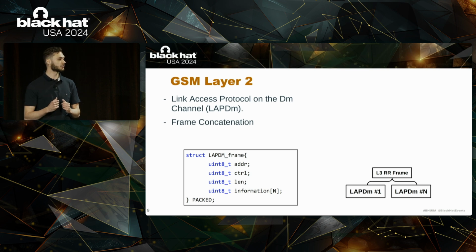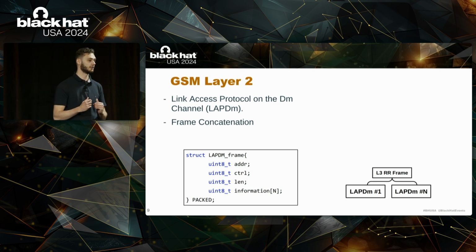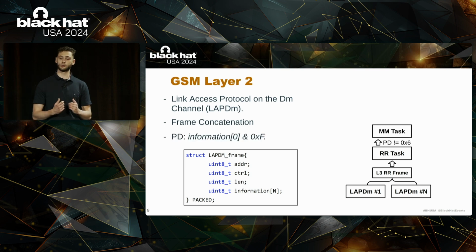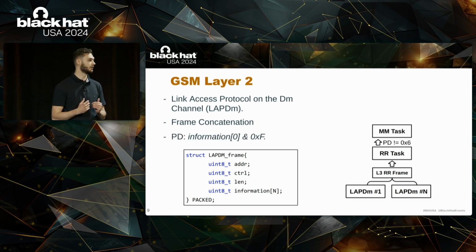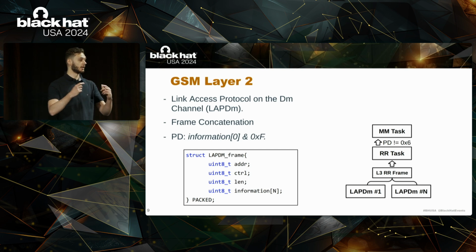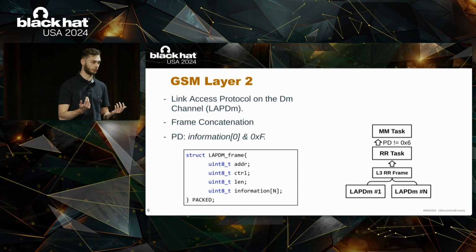So the RR task is the first task that will actually receive this concatenated LAPDm frame. The RR task will then look at the protocol discriminator. The protocol discriminator is the first byte of the information field. From the example here, you can see that if the protocol discriminator is unequal to 6, it will forward it to the MM task. If it's equal to 6, the RR task will actually parse the message itself.